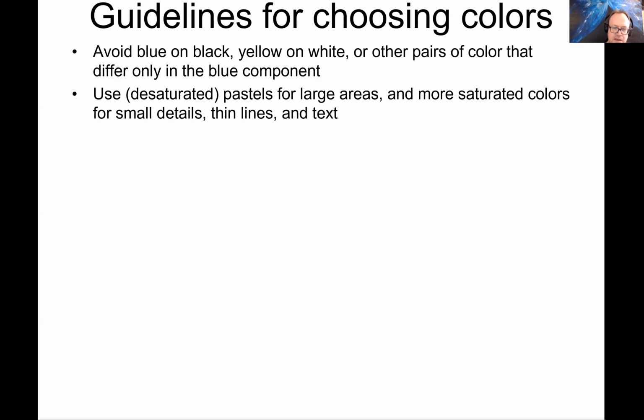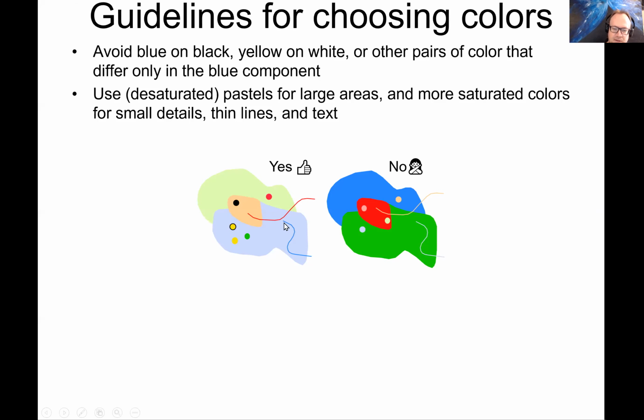Another one is to try to use desaturated colors for large areas. Use pastels for large areas, and for small details like points, thin lines, or text, use colors that are more saturated. Here, the small thin objects are more saturated and the larger areas are pastel. This is the opposite, you shouldn't do this.